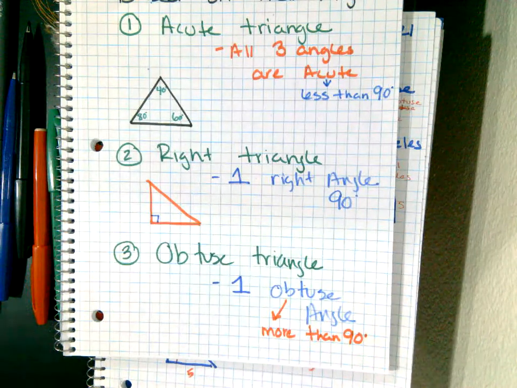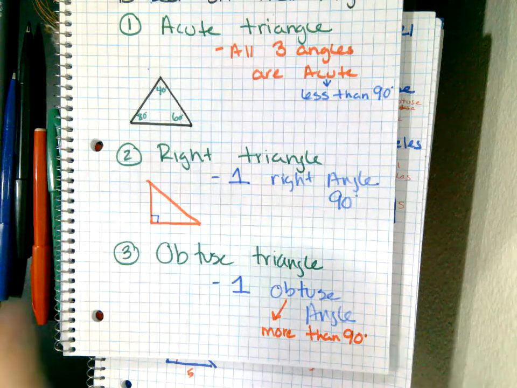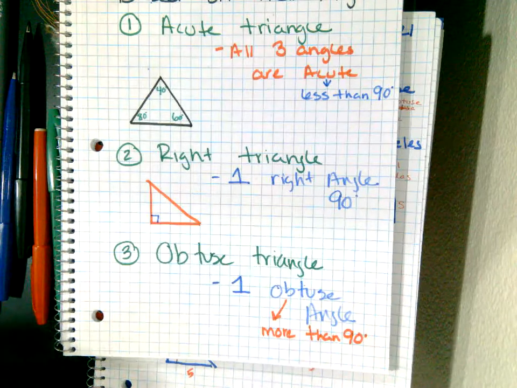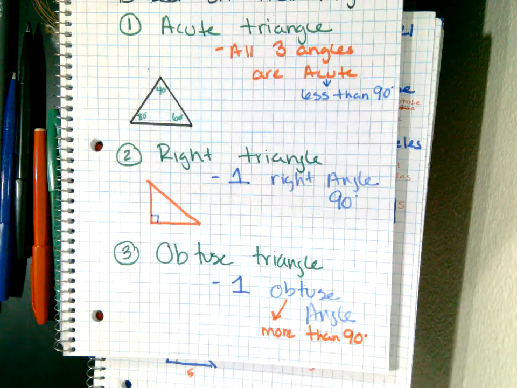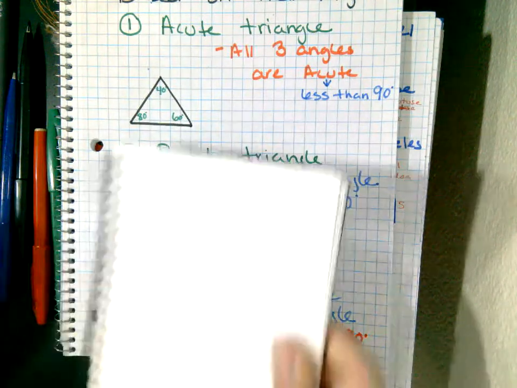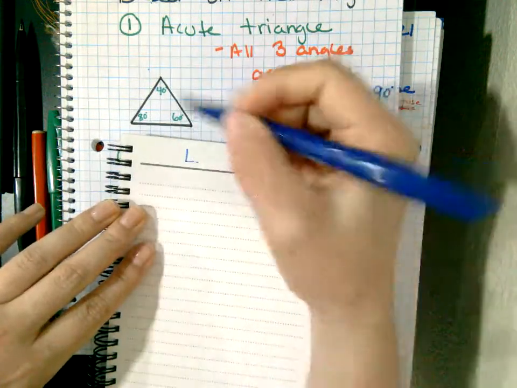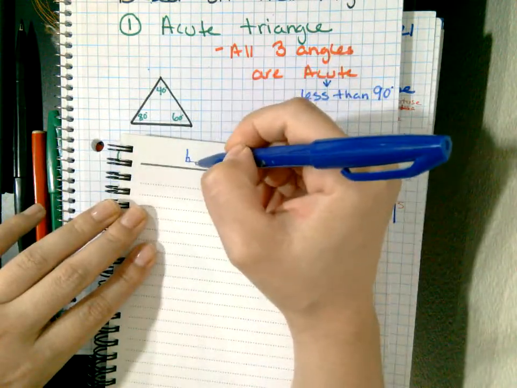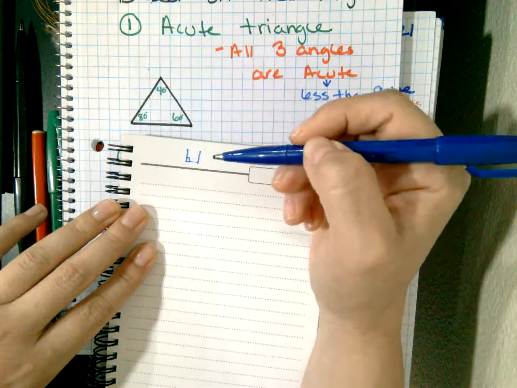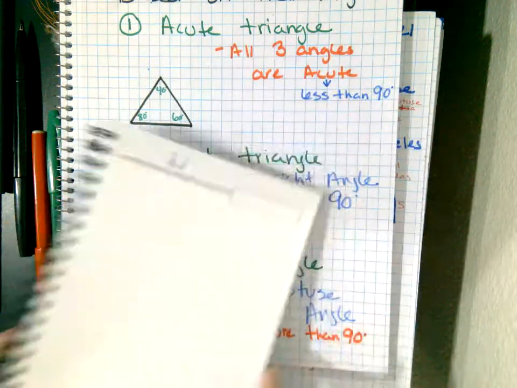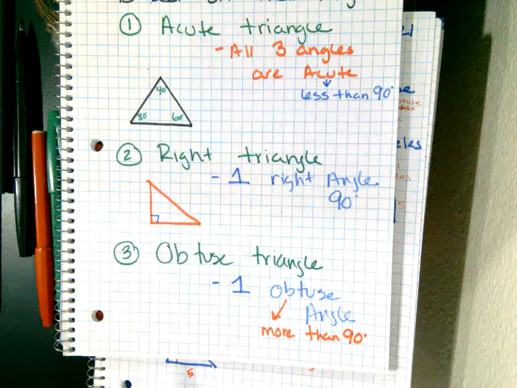You cannot draw a triangle with two obtuse. You cannot draw a triangle with two right. You can even try it right now, on the side. Try to draw a triangle. Okay, here's a 90 degrees. Can you do another 90 degrees and call this a triangle? No. You end up with like a square.